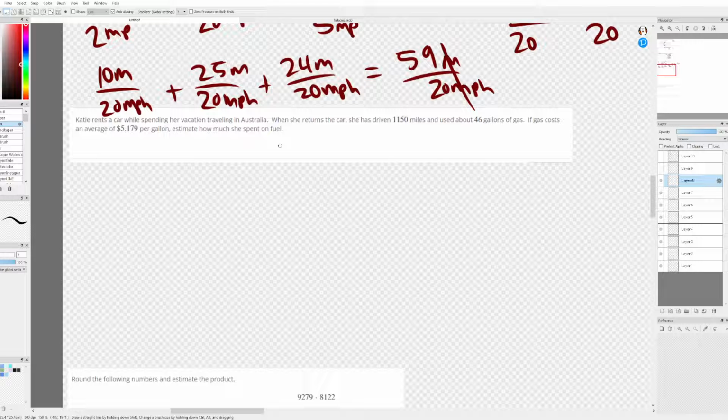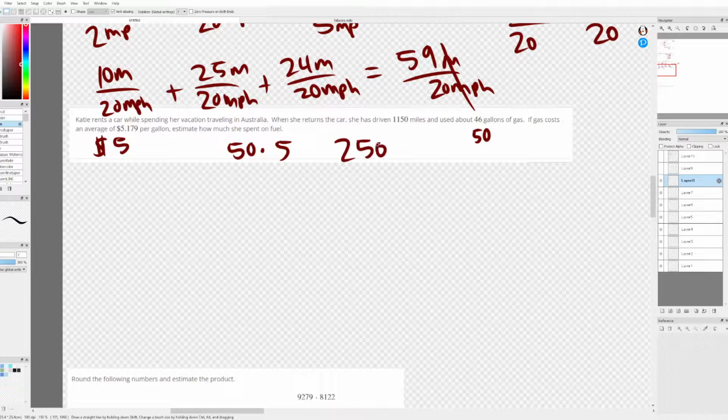Katie rents a car while spending her vacation traveling in Australia. When she returns the car, she's driven 11,150 miles. Oh, sorry about the birds. And used about 46 gallons of gas. We can turn this to 50. We don't need to use how many miles because it already tells us how many gallons of gas. We can round this down to $5 per gallon. Sorry about the birds. And then times them. So 50 times 5 is going to give us $250. This is how much she spent on gas approximately.